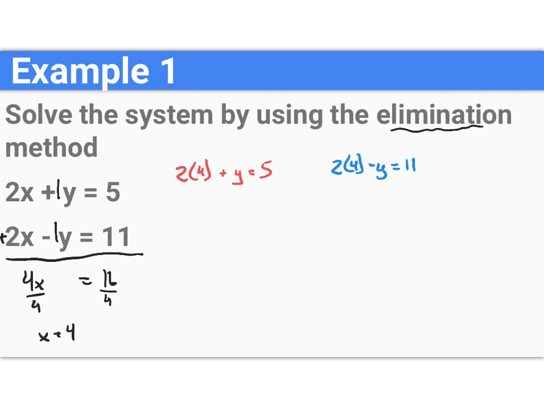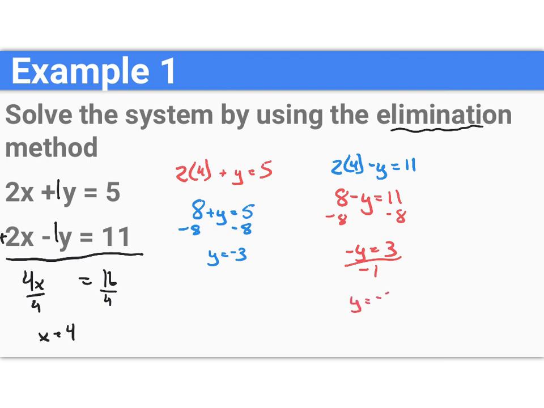And let's look at what we have. 8 plus y equals 5. Subtract 8 from both sides. And then y equals negative 3. Okay, now let's look at this one. 8 minus y equals 11. Subtract 8 from both sides. Negative y equals 3. And you're saying I'm done. You're not done. The coefficient in front of y has to be positive. So now we got to divide the whole thing by negative 1. And y equals negative 3.